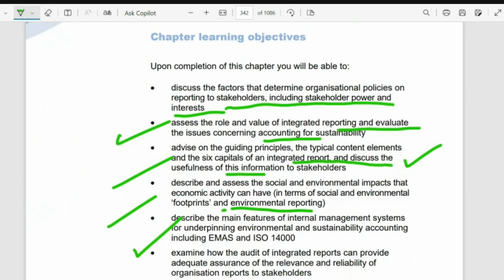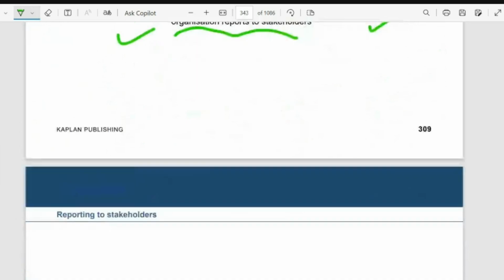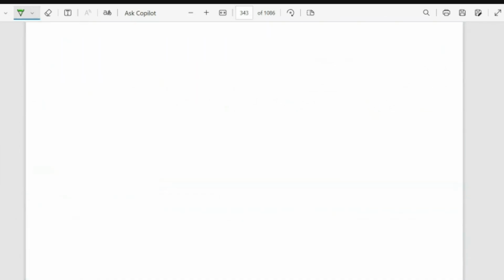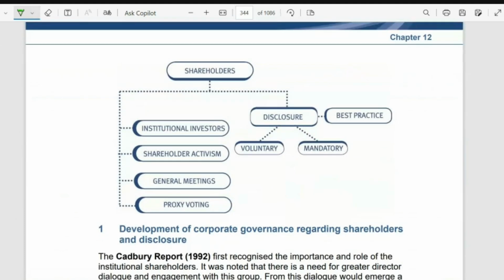We will also discuss EMS and ISO 14000, and examine how the audit of an integrated report can provide assurance on the relevance and reliability of the organization's reports to stakeholders. All these are important issues for social responsibility, their contribution to the growth of the company and its performance. Whatever the company is doing, this information is represented through disclosures. So now we'll discuss the shareholder.